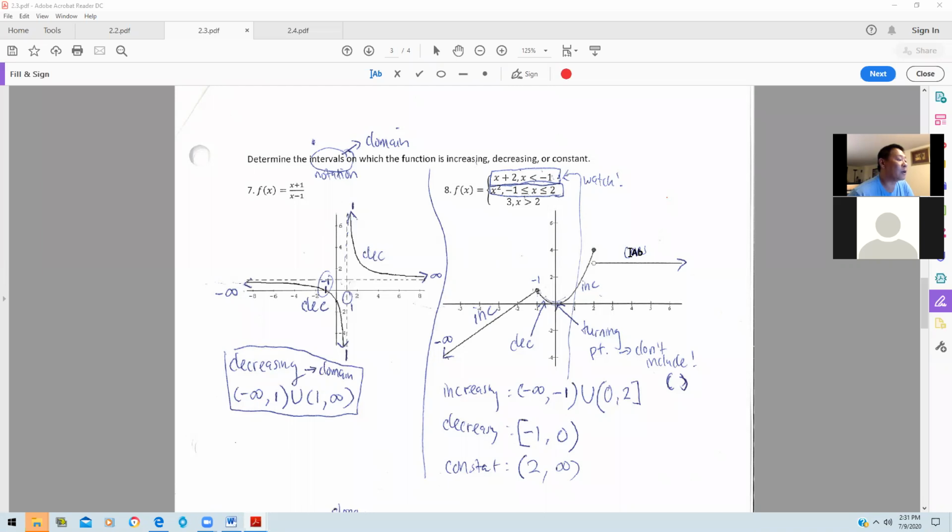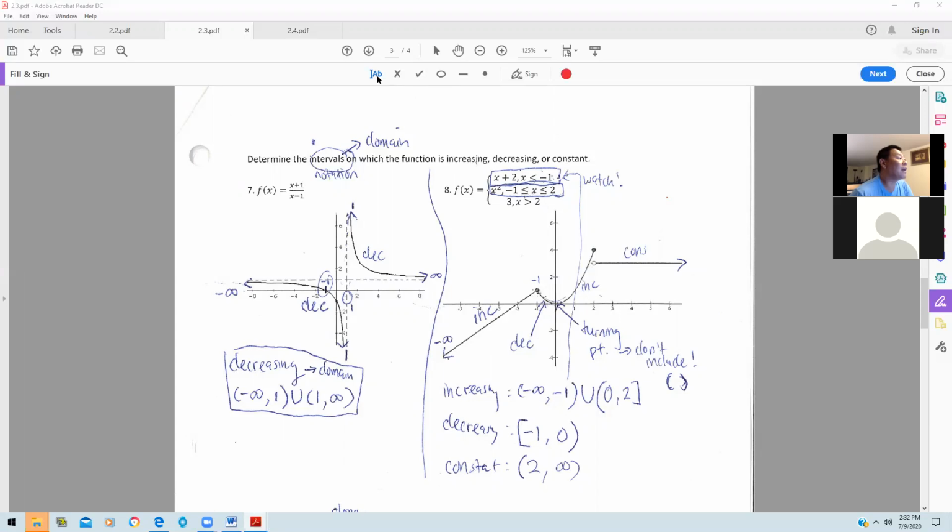Okay. This is the graph that we have. So this is increasing. And then from negative 1 going down, this is decreasing. And then this is increasing. And then this is constant. So we got 2 parts increasing, 1 part decreasing, and 1 constant. So the increasing goes from negative infinity to negative 1. And then it goes from 0 to 2.